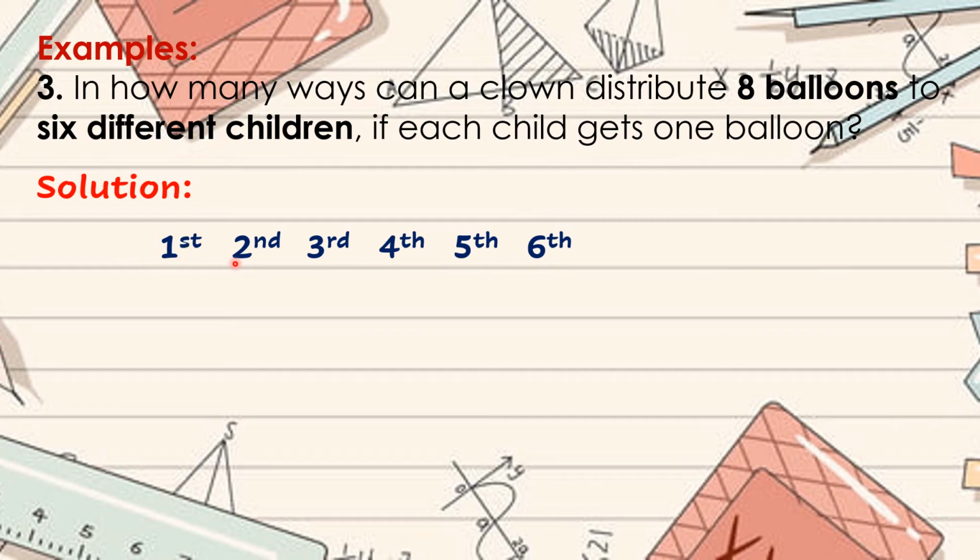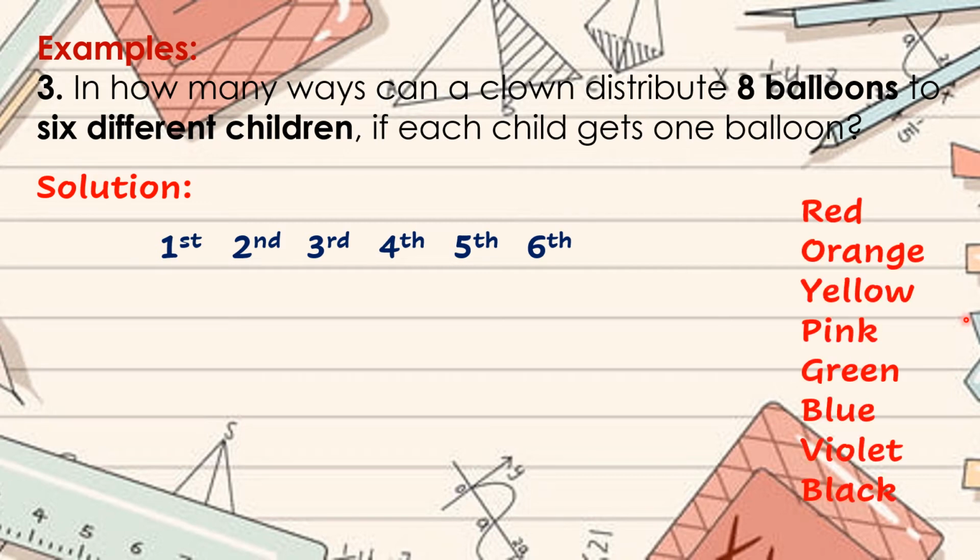Okay. So, for the solution, we have here 6 children. So, the first, second, third, fourth, fifth, and sixth. And another given is the 8 balloons. So let's say the colors of these balloons are red, orange, yellow, pink, green, blue, violet, and black. Hindi naman pwedeng sabay-sabay silang mamili, right? Isa-isa. Okay. So let's say si first, siya ang unang mamimili sa ating balloons. At ang pagpipilian niya ay kompleto pa. Ang number ng balloons ay 8.